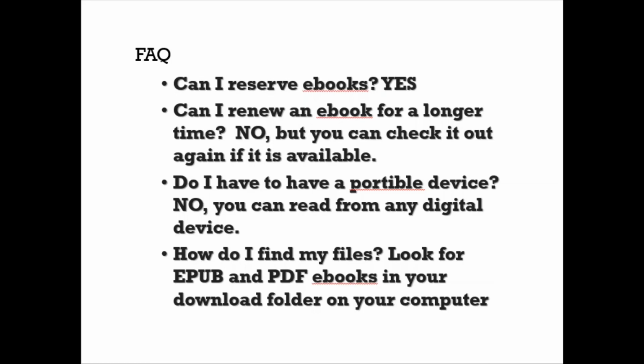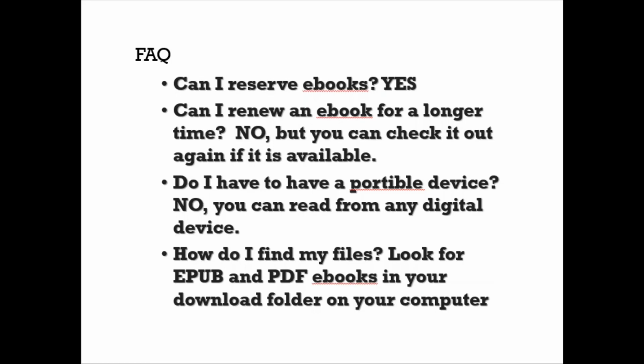Do I have to have a portable device? No, not necessarily. Of course, it's meant to be used on, say, a tablet or your cell phone and works really well. But you can still access your ebooks by going to the New Mexico Libraries to Go website, opening up your account, finding the book that you would like to read, and in most cases, you can read it through your browser or download it to your computer and read it there.